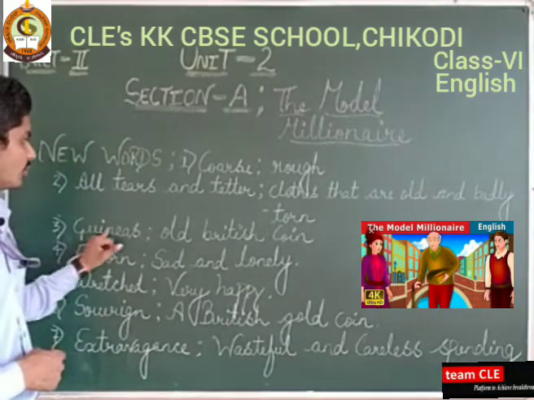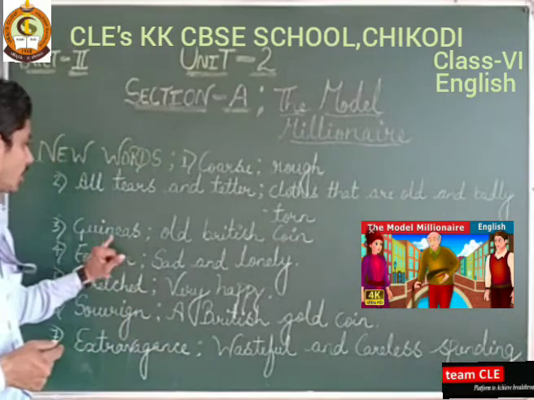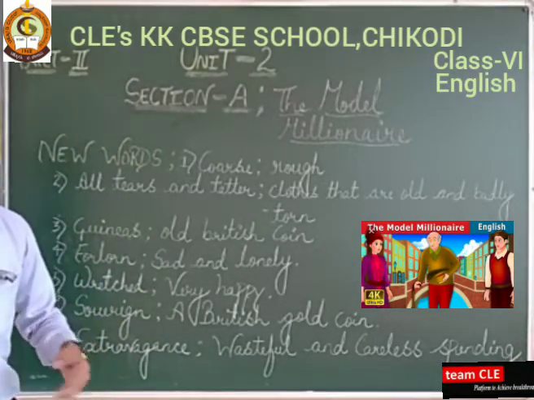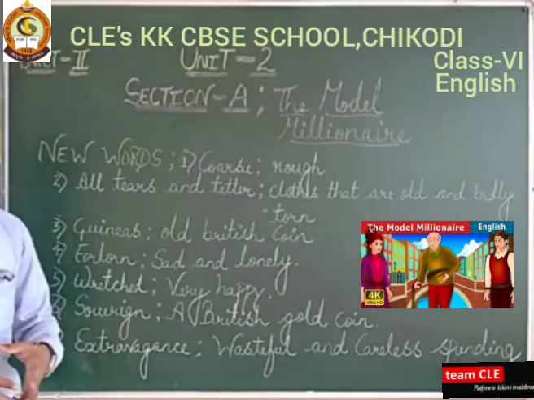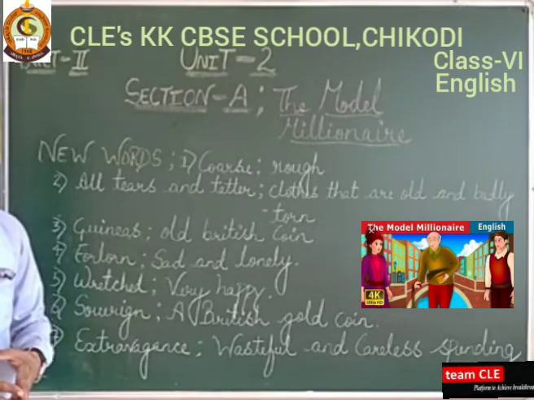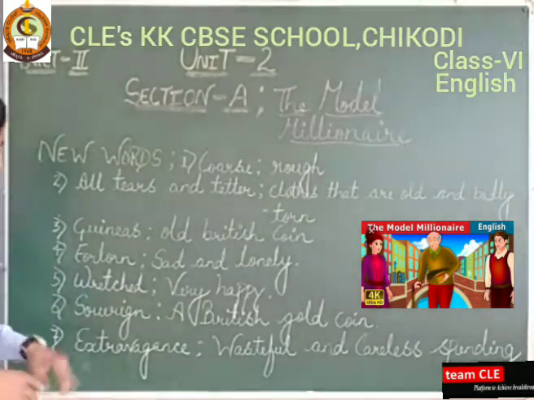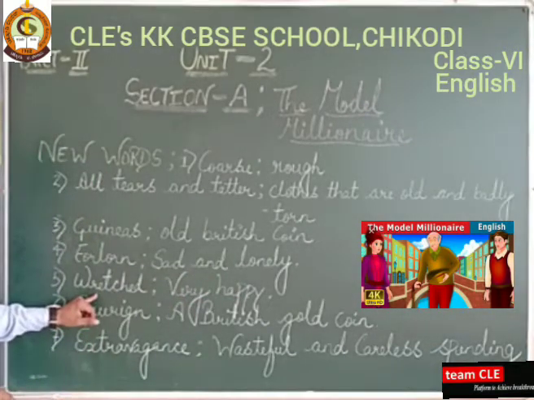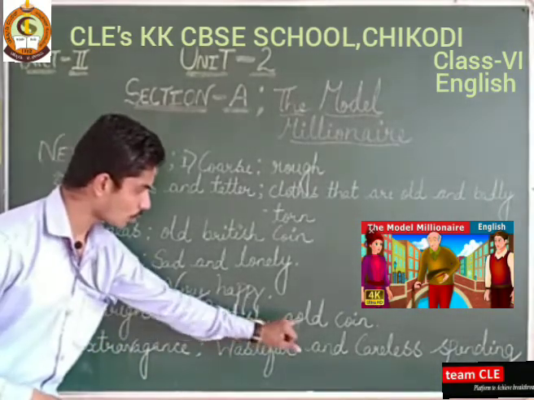Then guinea. Guinea means an old British coin. During the era of British hegemony over India, the Britishers were using these kinds of coins, because gold is too much there in the world. So instead of using silver and metal coins, they were using gold coins for some precious work. Then forlorn means sad and lonely. Wretched means very unhappy. Sovereign means a British gold coin.